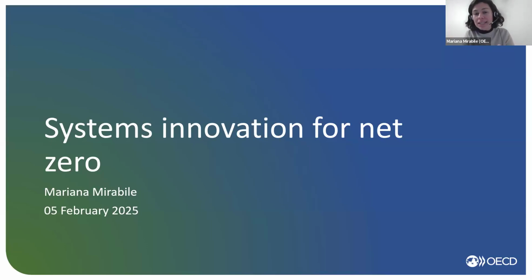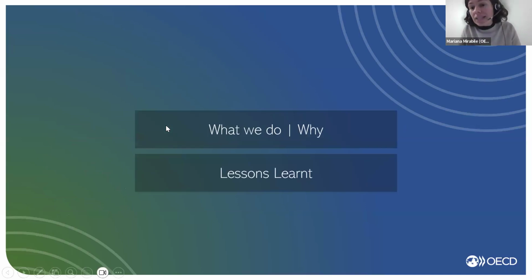My name is Mariana. I sit at the Environment Directorate of the OECD, the Organization for Economic Cooperation and Development. I'm with the Climate Change Mitigation Team, and our mission is to help countries, regions, and cities develop their net zero strategies. For the last 3 to 4 years we have developed a program using systems tools that we call systems innovation for net zero. I will briefly introduce today what we do and why, and some of the lessons learned from applying these tools, this way of thinking.